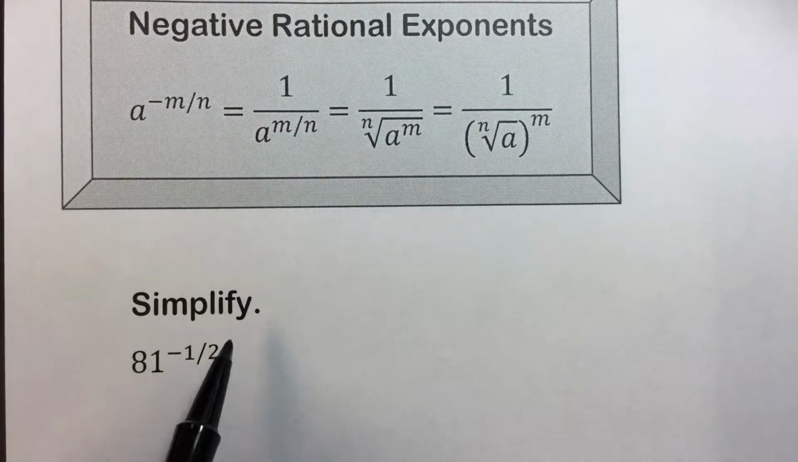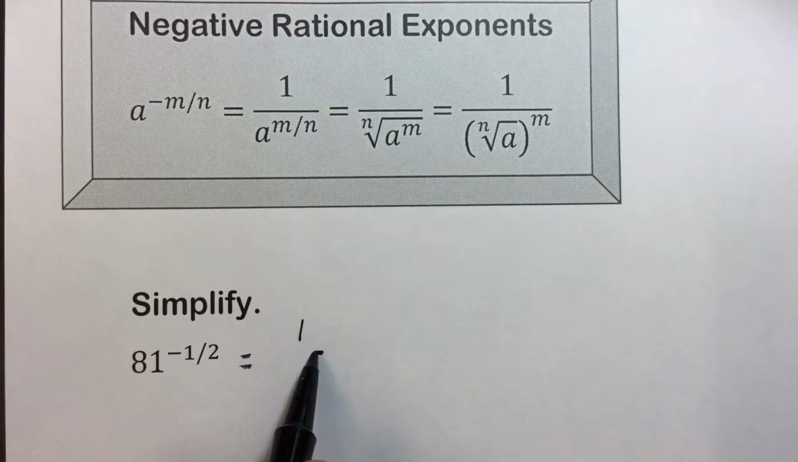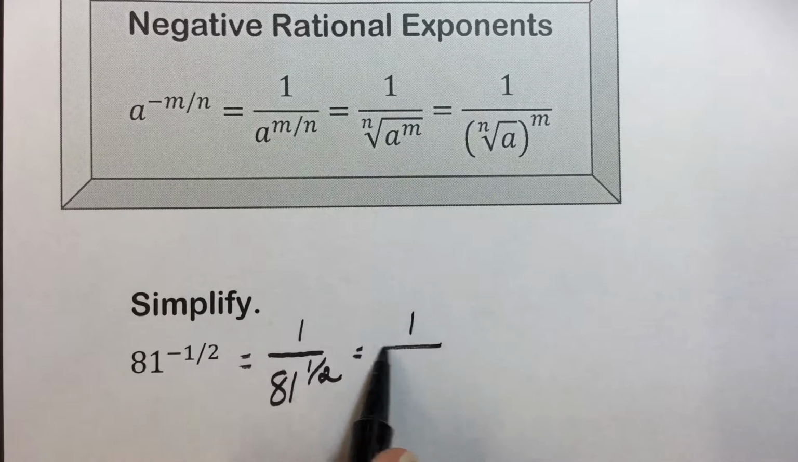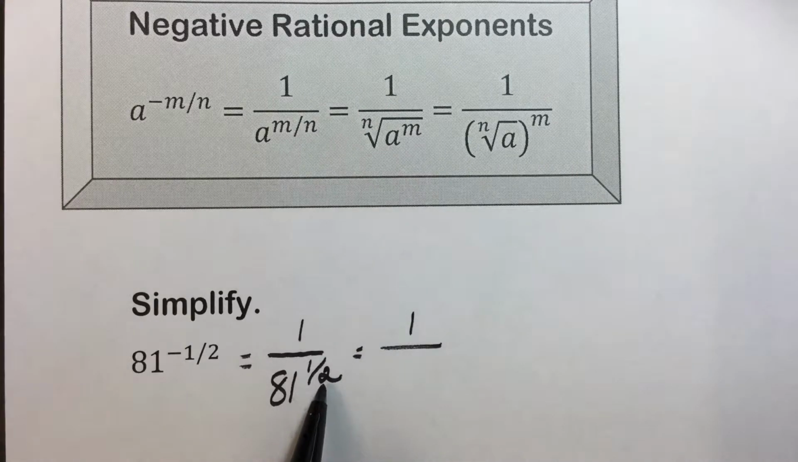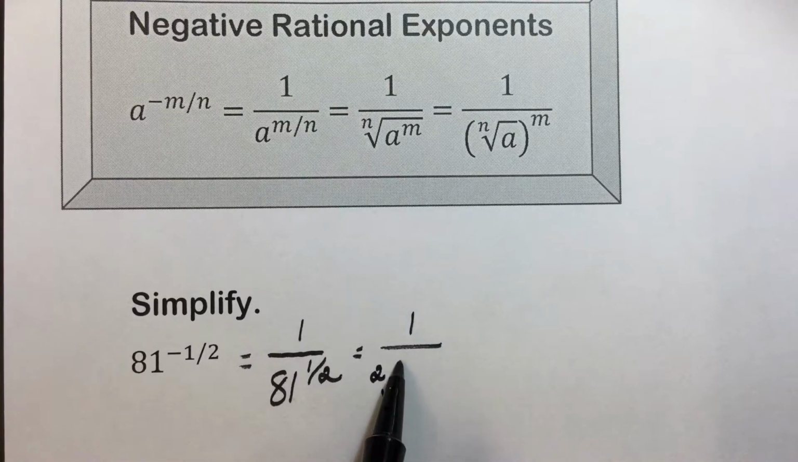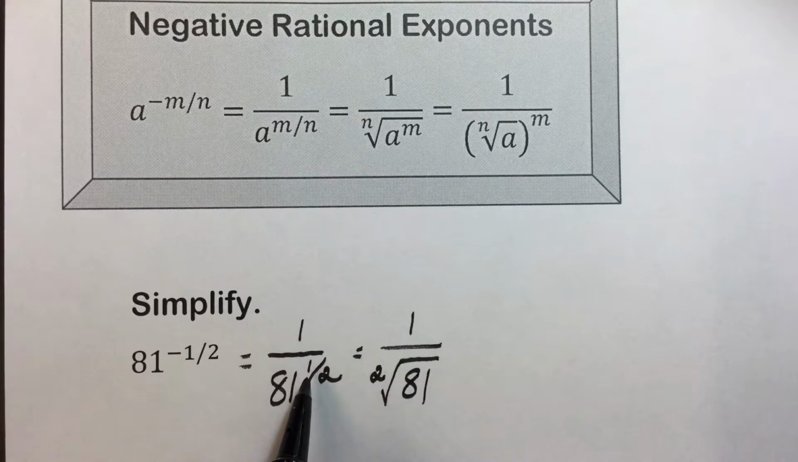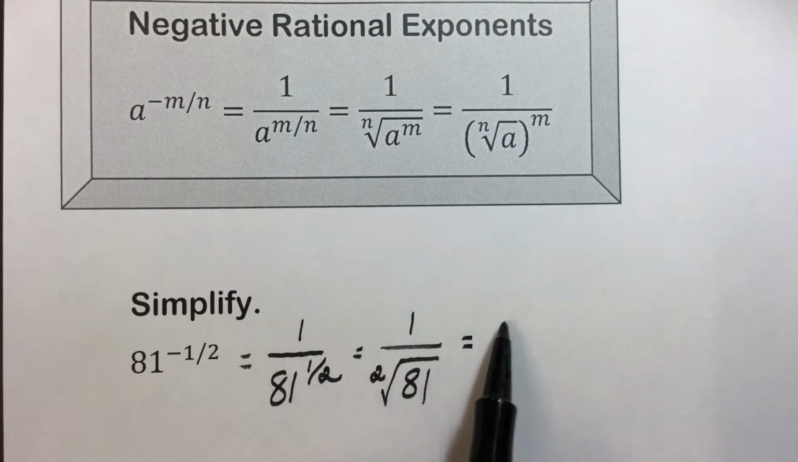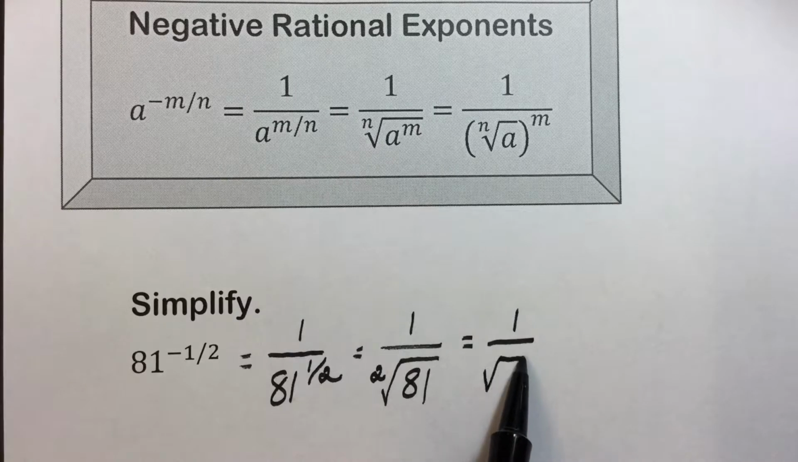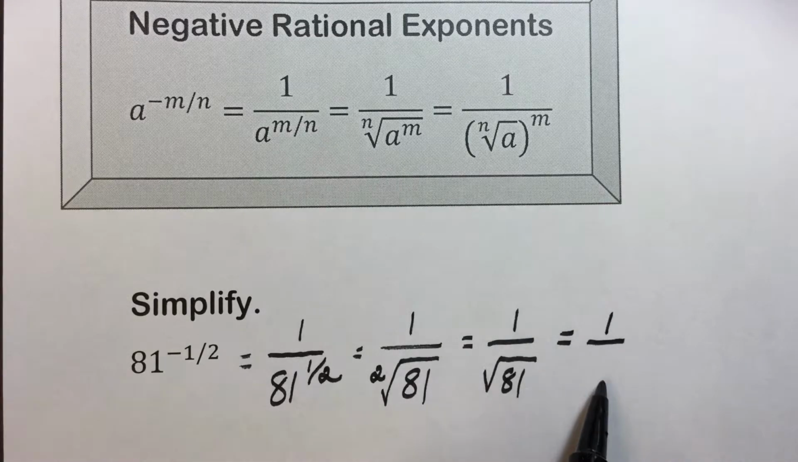81 to the negative 1/2 power is equivalent to 1 over 81 to the 1/2 power. The denominator of our exponent is the index, so it will be the square root of 81 raised to the first power. It's understood when there isn't an index that it is the square root, so this is equivalent. The square root of 81 is 9, since 9 times itself is equal to 81. So our final answer for this is 1/9.